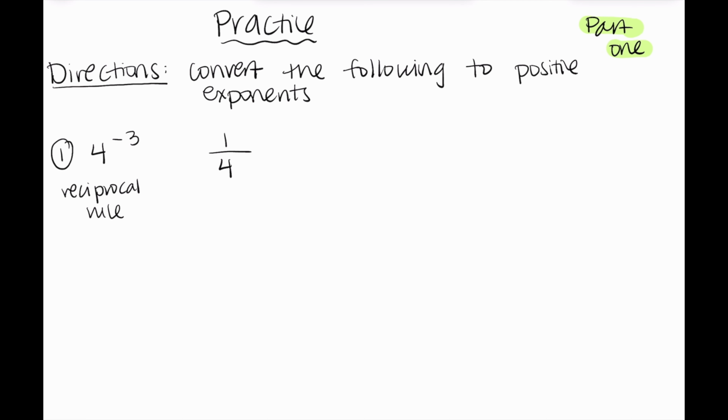We're going to use the reciprocal rule. When we apply the reciprocal rule, we get that 4 to the negative 3 equals 1 over 4 cubed. And if we evaluate and simplify the bottom, we would just have 1 over 4 times 4 times 4. We know that 4 times 4 gives us 16, so it would be 1 over 16 times 4.